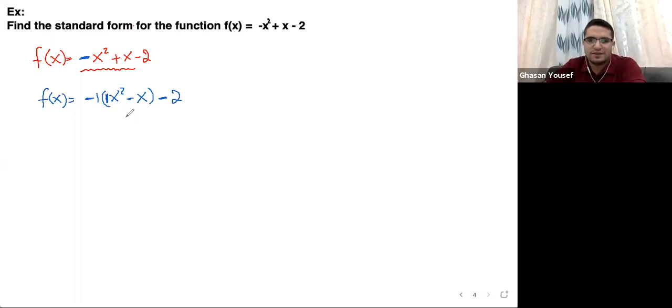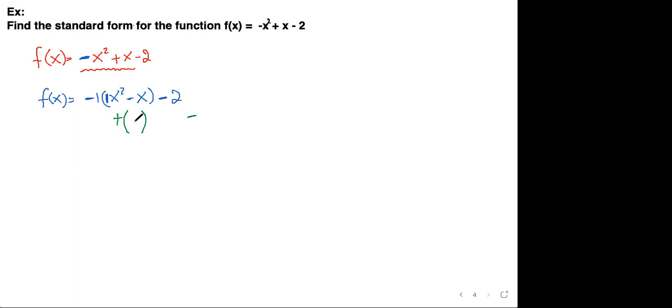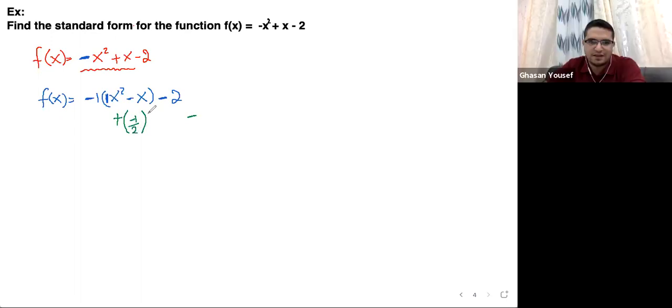Now we have to complete the square. Inside the parentheses, what we should do? We have to add here something and we have to subtract something from outside. What is the thing we have to add? -1/2 square. Exactly, -1/2 square inside, and outside we have to subtract -1 times this thing here, -1/2 square.